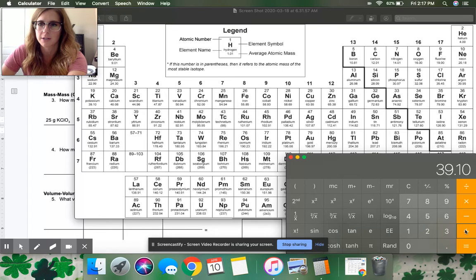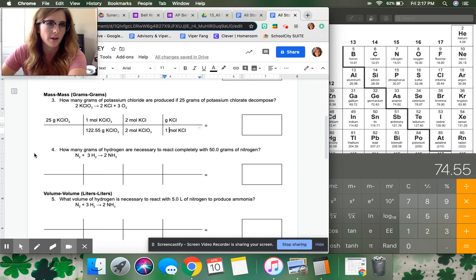And chlorine over here is 35.45. So together, 74.55. Okay. So I know that there are 74.55 grams of potassium chloride in 1 mole of potassium chloride. Okay, so once again, just a gram to mole conversion, the mole to mole conversion, and then a mole to gram conversion with a new substance. Okay, we're going to multiply everything across, and then we're going to divide by everything at the bottom.